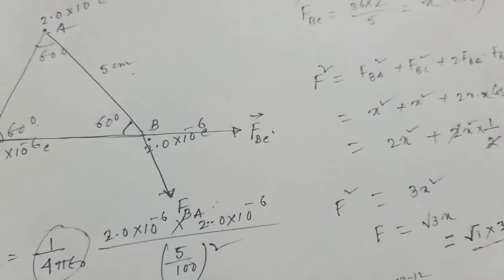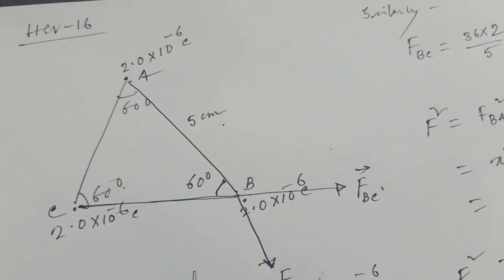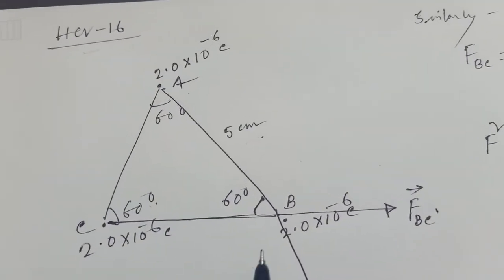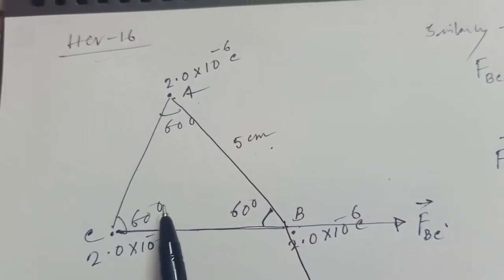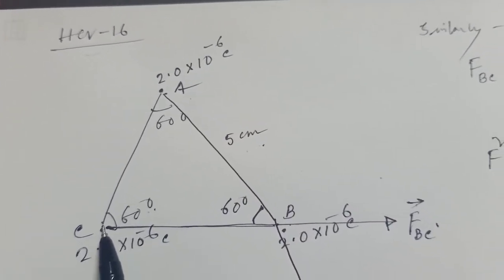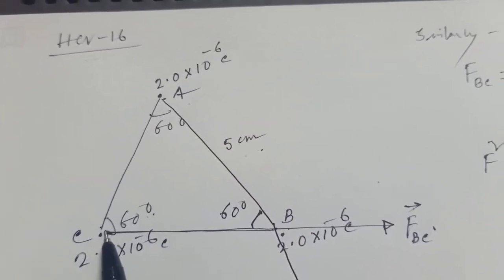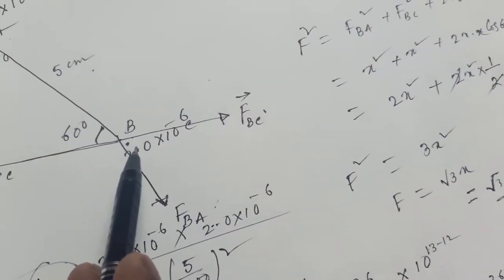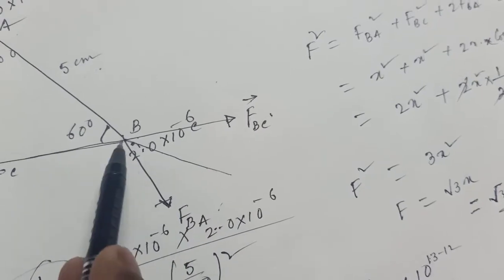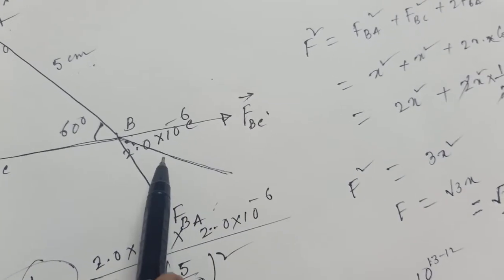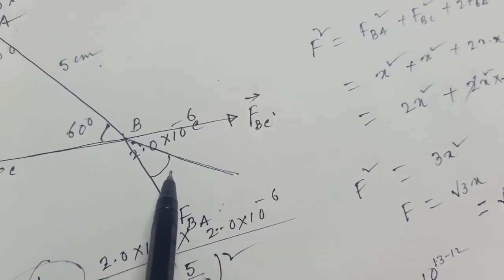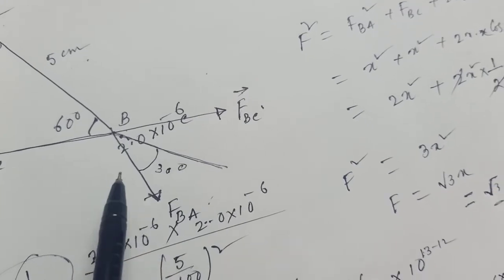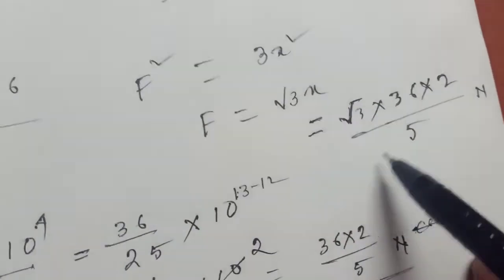Is that clear? And this is the superposition principle: when the three charges are at the three vertices, you have to calculate the resultant force, so the resultant force goes in these directions. Since the two forces are equal, it makes 30 degrees. So the magnitude of force is this one.